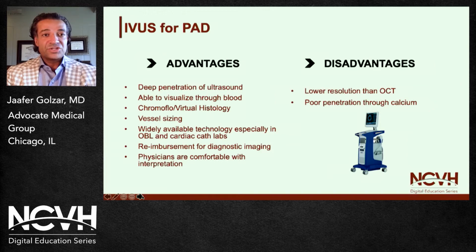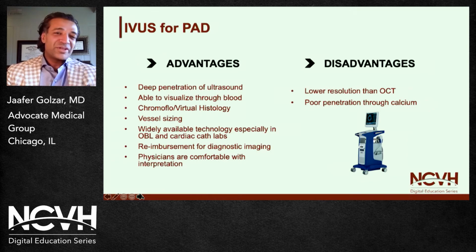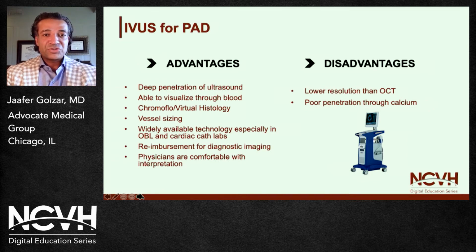There's a technology called CHROMOFLO that allows you to see the blood flow, as well as a virtual histology type of software upgrade that I'm not sure personally provides a lot of advantage from my standpoint, but maybe some people find it useful. It can be used for vessel sizing. It's widely available, especially in OBLs and cardiac cath labs, because in the cath lab, we use this frequently in the coronary vasculature as well.